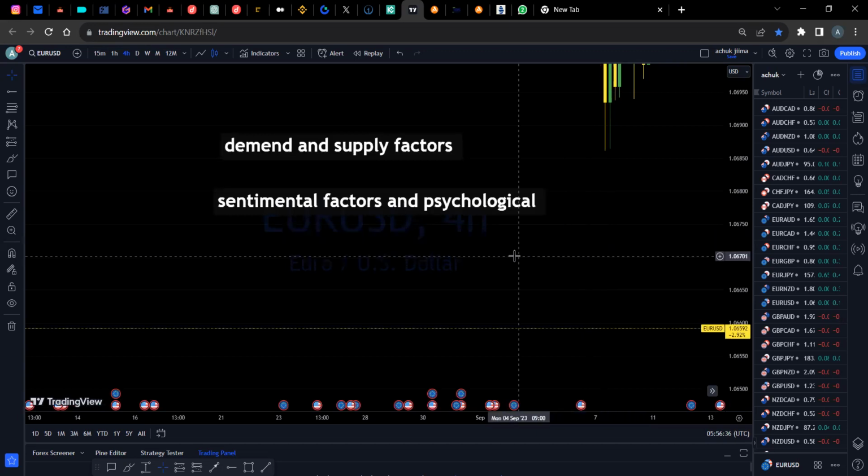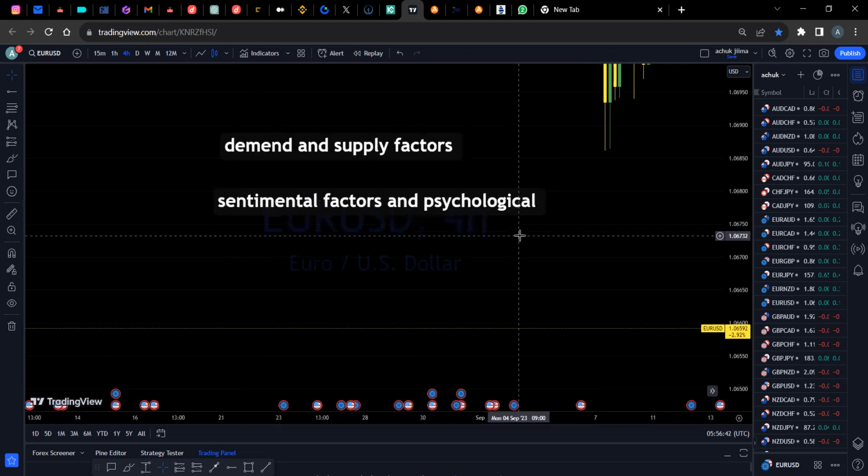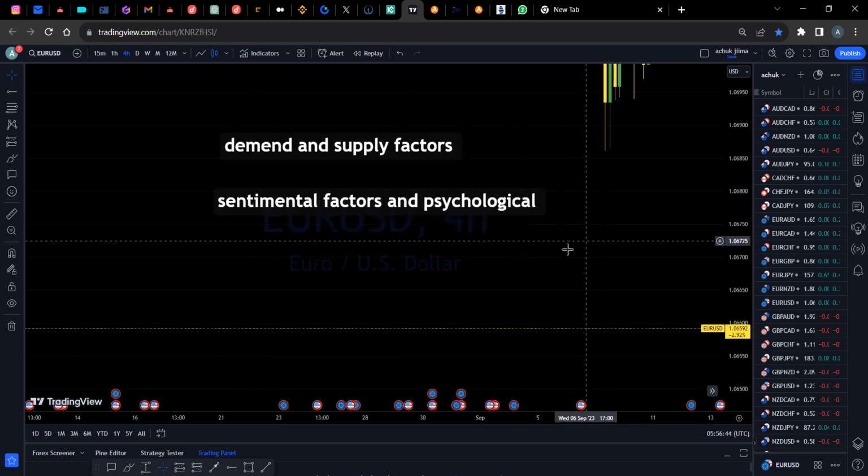For you to get to know and understand more about sentimental factors, you just need to download or look at the Commitment of Traders report, which is released every Friday. You can access it online, and then you'll be able to understand how many traders are long and how many are short on these particular pairs. So you get to understand that more.